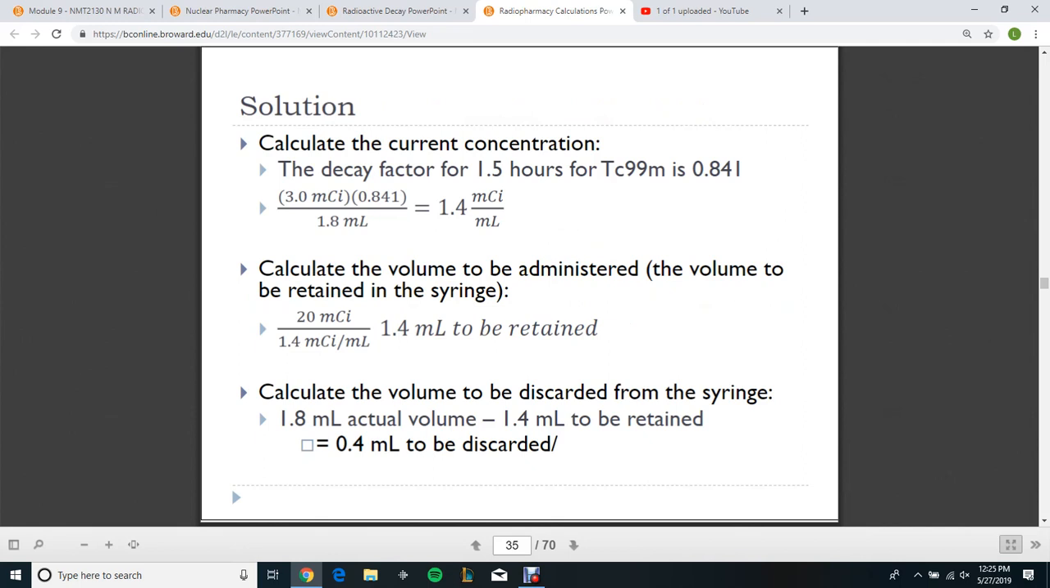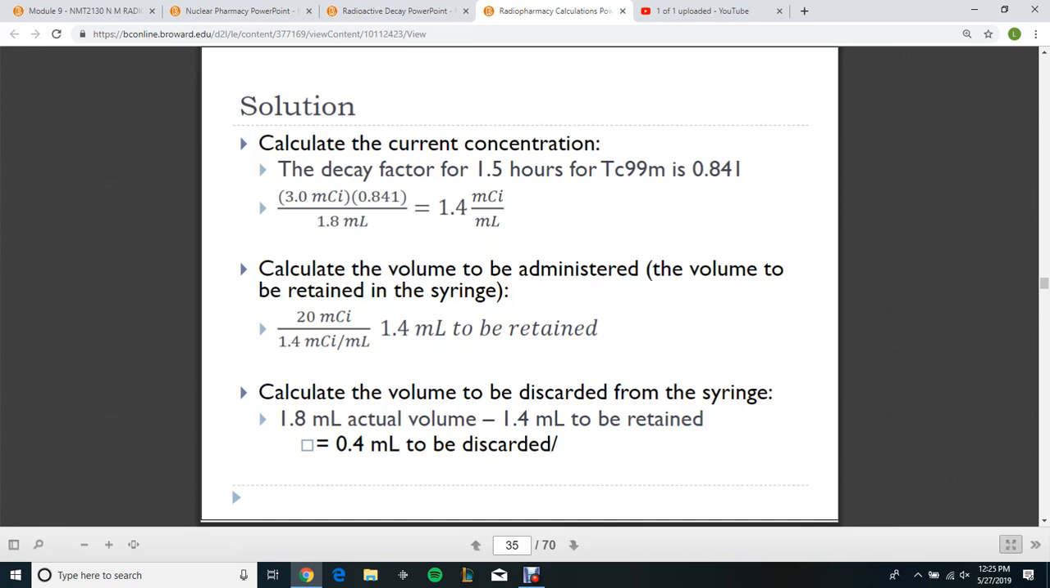Solution. Calculate the current concentration. The decay factor for 1.5 hours for technetium-99m is 0.841. So you're going to take 3 millicuries, multiply it by the 0.841 decay factor, and then divide that by the 8.1. So you're going to end up with 1.4 millicuries per ml.